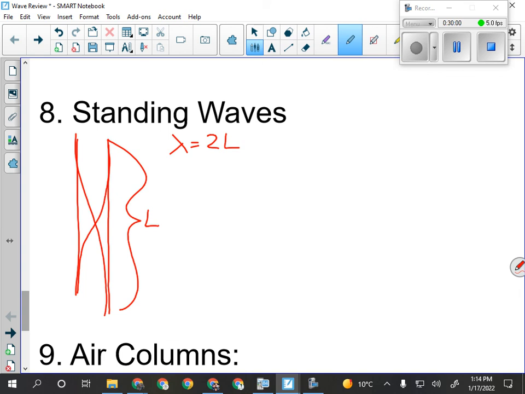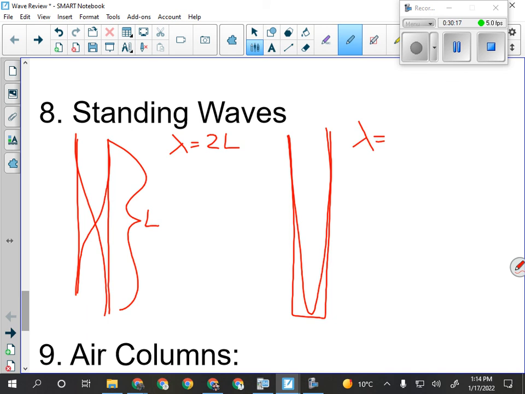Okay? If we're dealing with a closed air column, when it resonates at its fundamental frequency, we get this waveform inside. Okay? And that means that's how much of a wavelength there: 1/4. So lambda equals 4 times the length of the tube for a closed air column at its fundamental frequency. And the question is asking about the fundamental frequency.